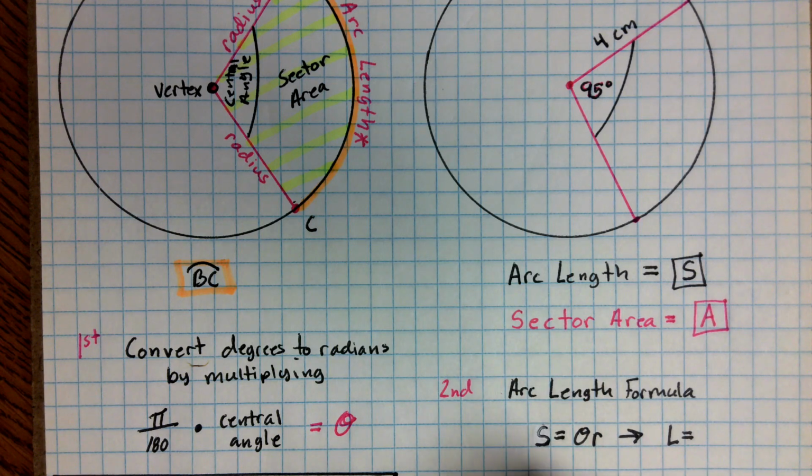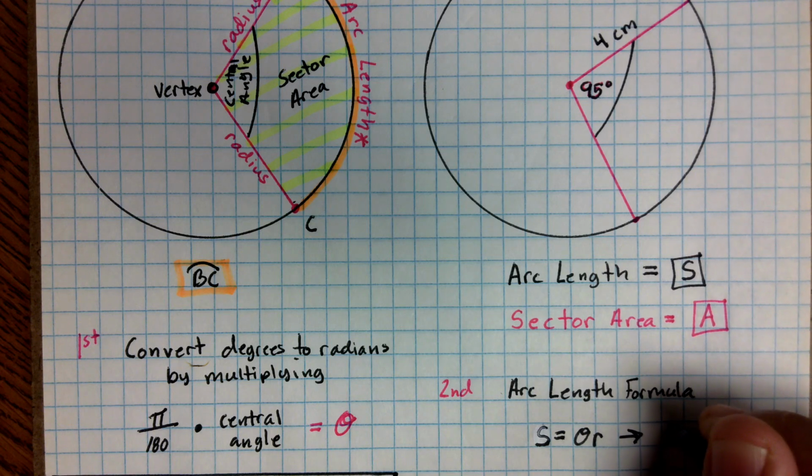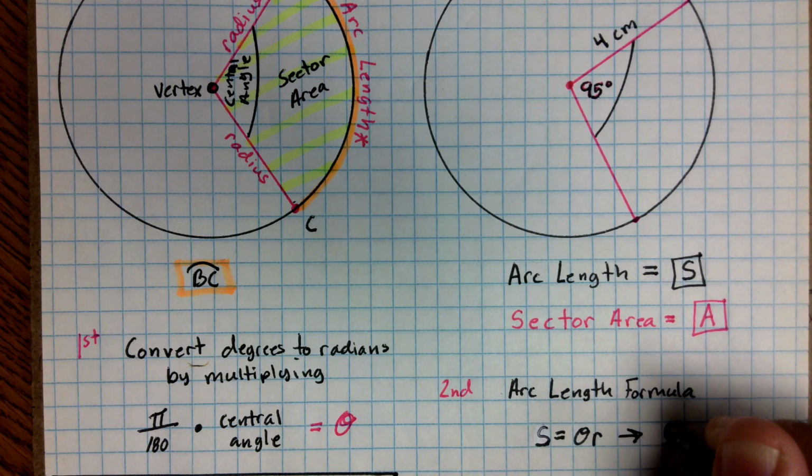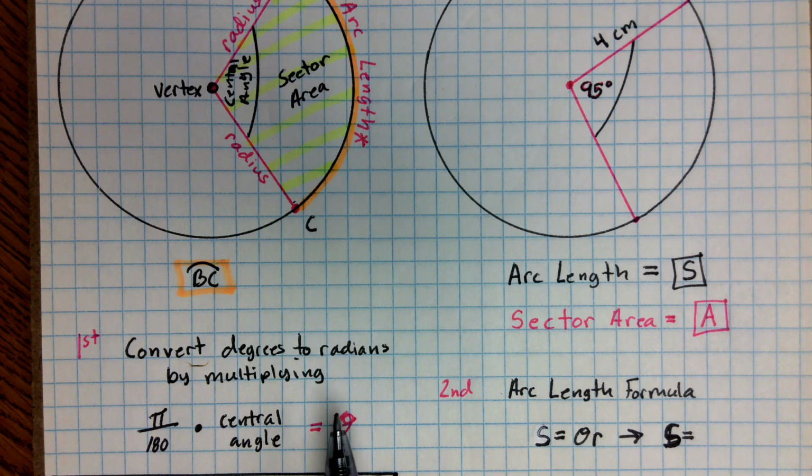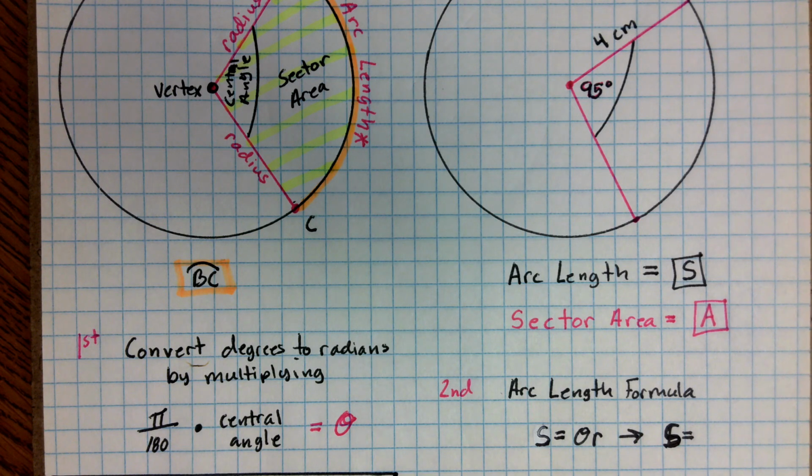For instance, I'm first going to find this arc length. The formula for arc length is s equals theta times r. I'm going to change this to an s, which is just going to be the arc length. But before we can do that, we have to find theta. Theta is a value that's written in radians, not degrees. The way we get theta, which is the angle measured in radians, is to use the formula pi over 180 times the central angle. We're going to do that real quick.